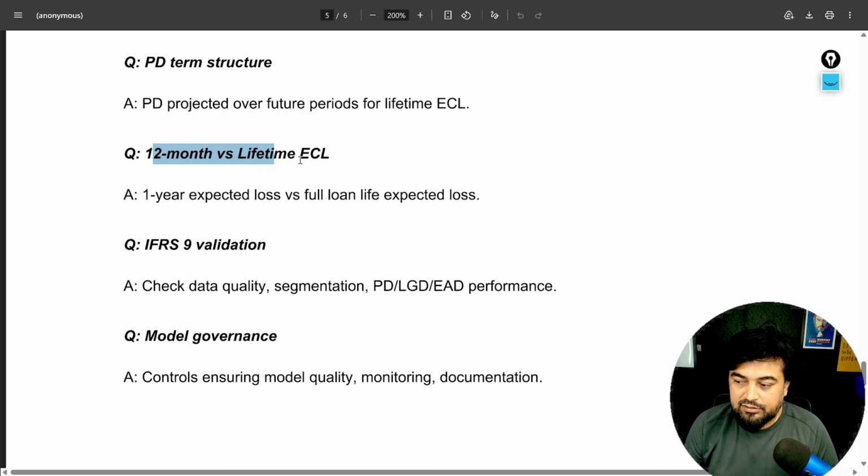Now, 12-month versus lifetime ECL. One-year expected loss is 12-month, and then the full loan life expected loss is lifetime. That is again a calculation banks do. I know it's very futuristic, but the bank has to do that.